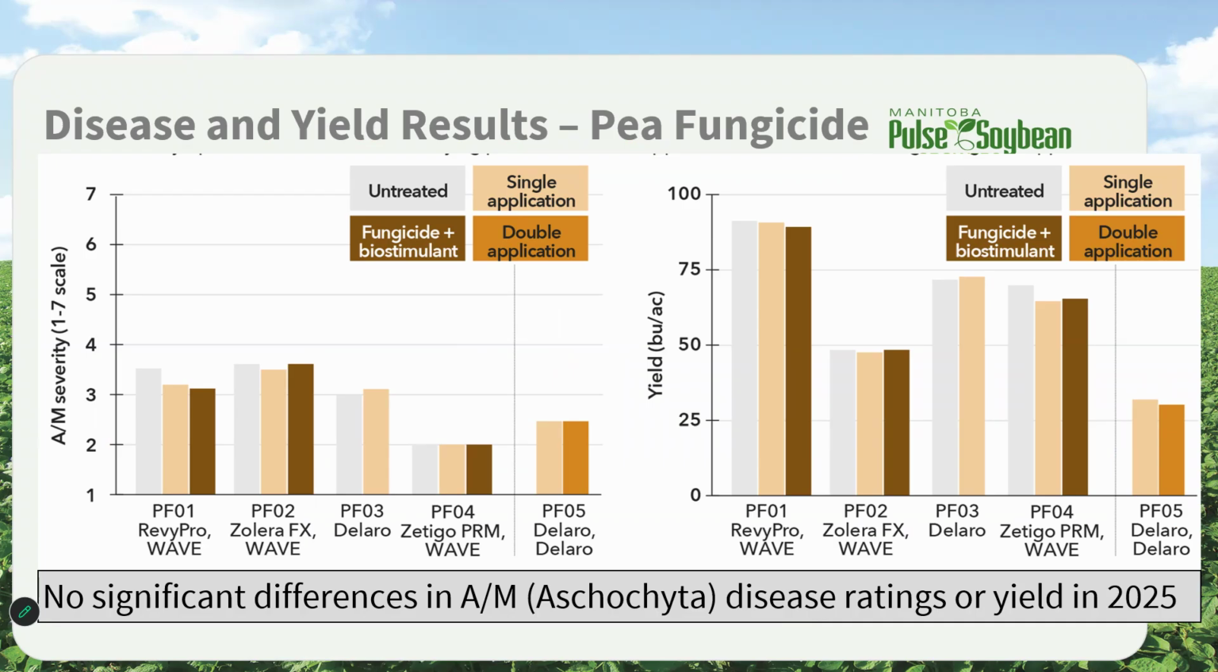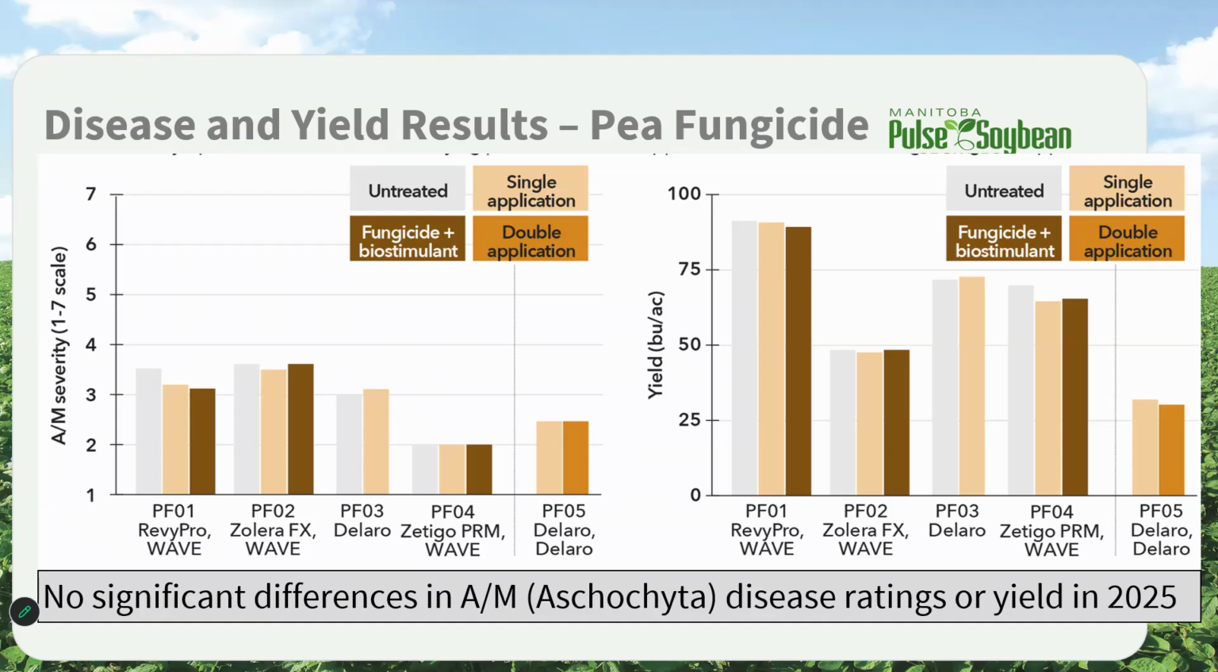And then we're looking at the fungicide disease rating results. We have the Ascochyta severity scale of 1 to 7 on the y-axis in the left graph here, and then the different trials with the treatments along the bottom. And we didn't find any differences in Ascochyta disease ratings at any site in 2025.